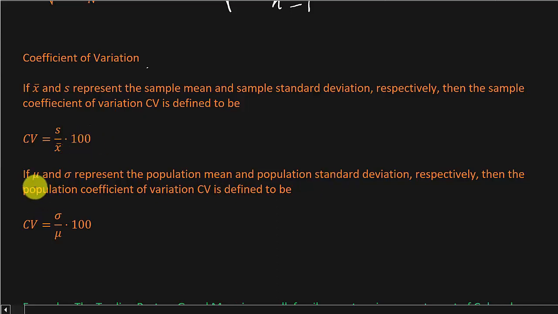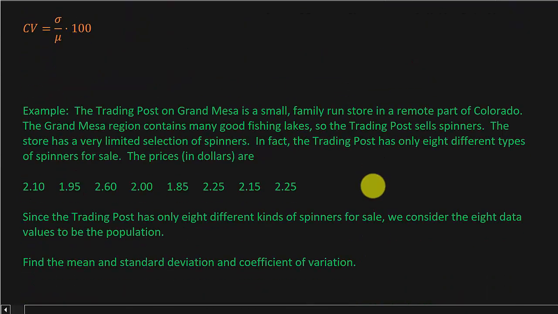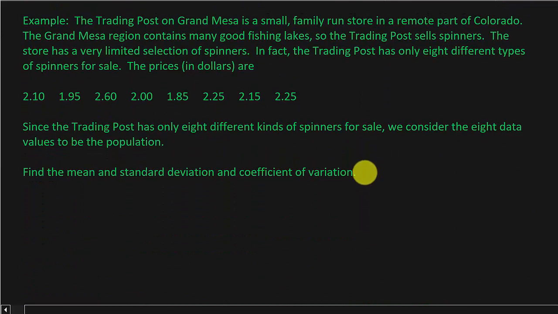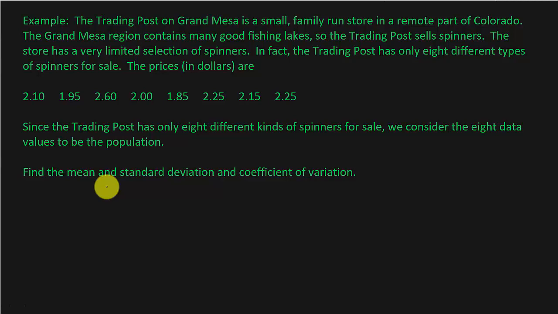And the same thing for population. If mu and sigma represent the population mean and population standard deviation respectively, then the population coefficient of variation, CV, is sigma over mu times 100. All right. So let's look at this. Once again, we're going to do two examples like this. We're going to find the mean and standard deviation and coefficient of variation. For this problem, I'll show all the work on finding the mean and standard deviation, but on the next problem, I'm not going to show all the work because it's going to be similar to this.